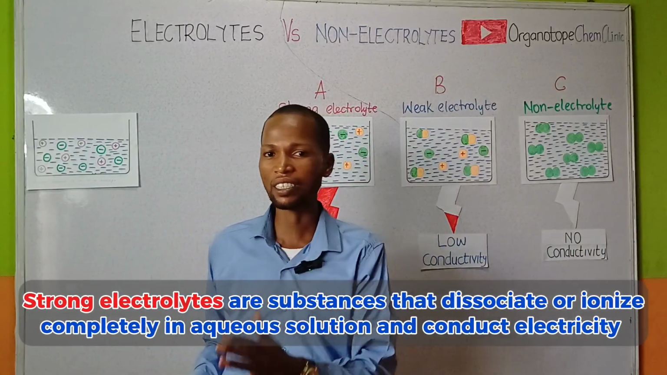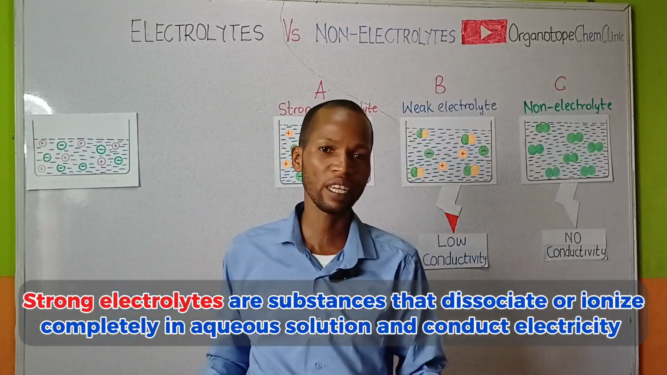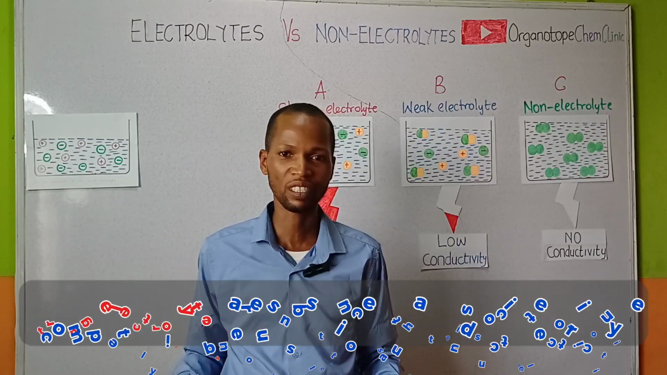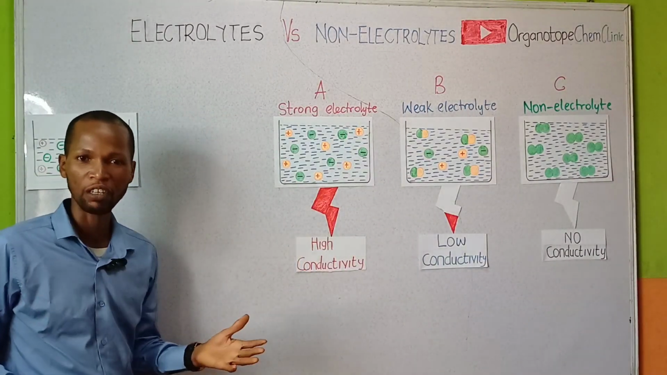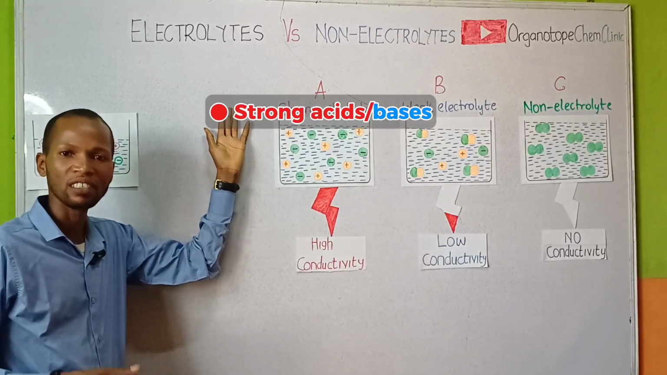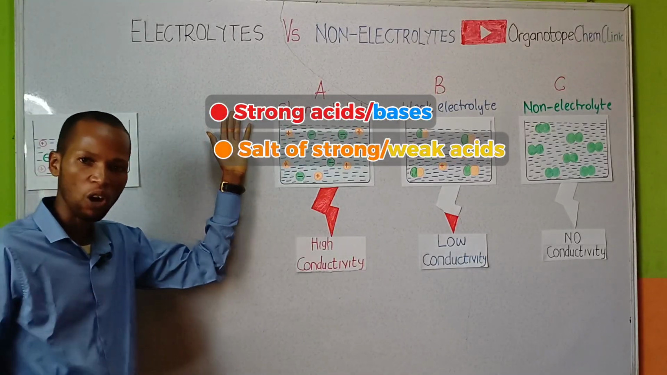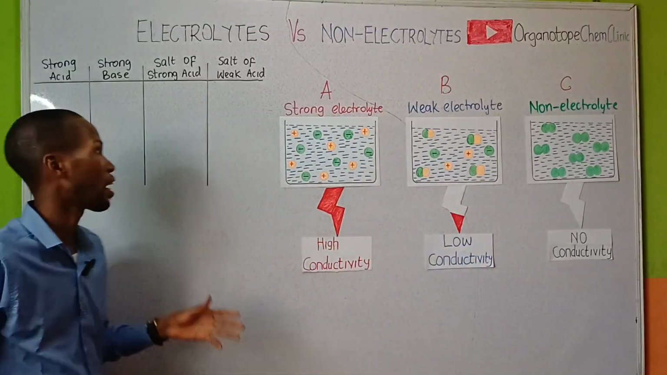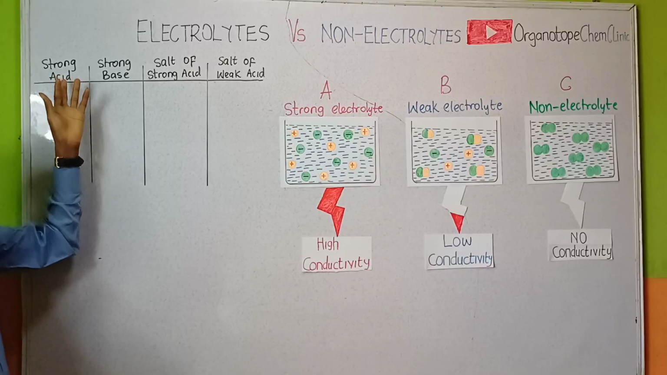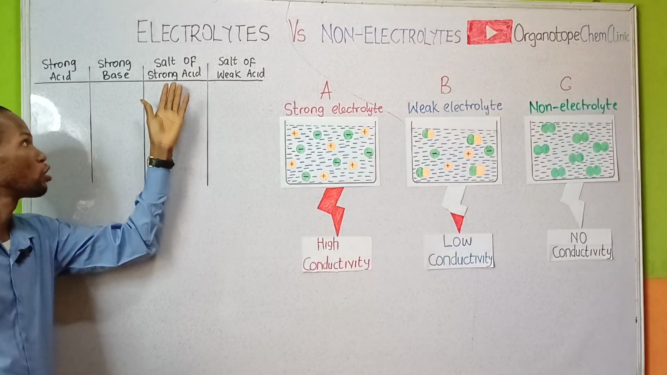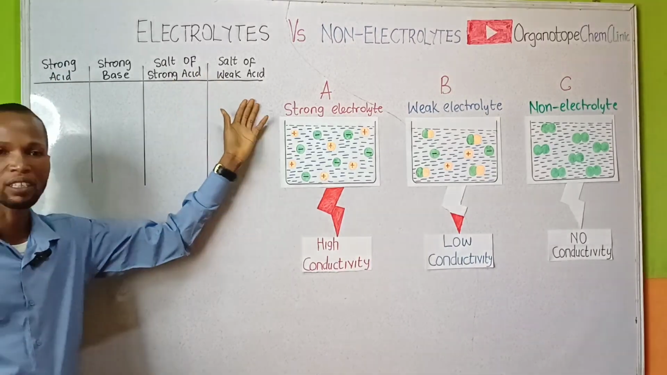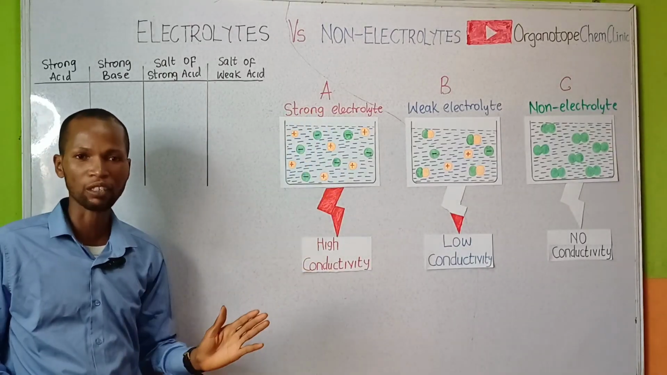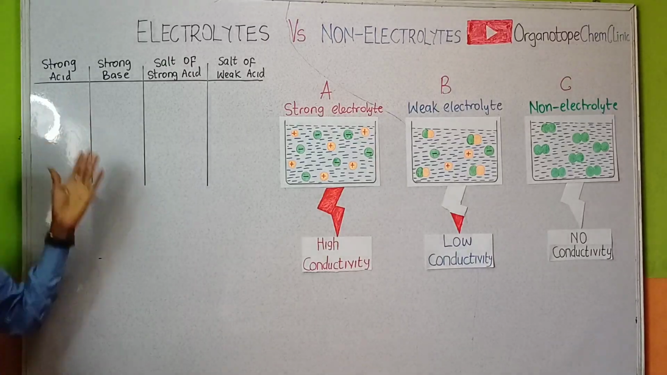These are substances that dissociate or ionize completely in aqueous solution and are good conductors of electricity. Examples of strong electrolytes include all strong acids and bases, as well as salts of strong acid or weak acid. Now, can we look closely at the table right here? We have strong acid, strong base, salts of strong acid, as well as the salts of weak acid. All are said to be strong electrolytes. Can we identify our strong acids?